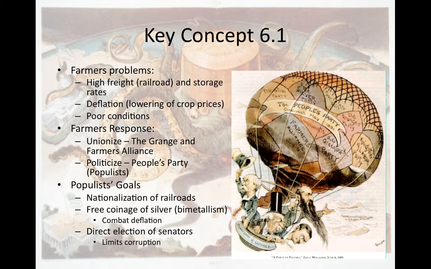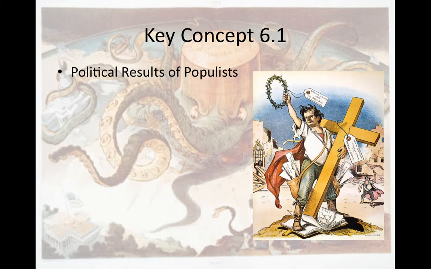They just wanted to add to the amount of money in circulation. And then finally, they wanted direct election of senators, which would limit corruption in Congress. Now, the populists in the 1892 election run a candidate, James Weaver, and he gets 1 million votes, which doesn't really sound like a lot, but it's pretty impressive for a third party, and America really doesn't have third parties. We're sort of stuck in this whole two-party system.